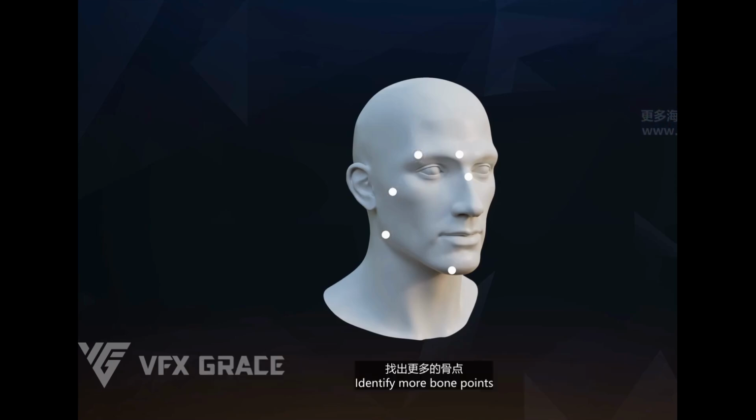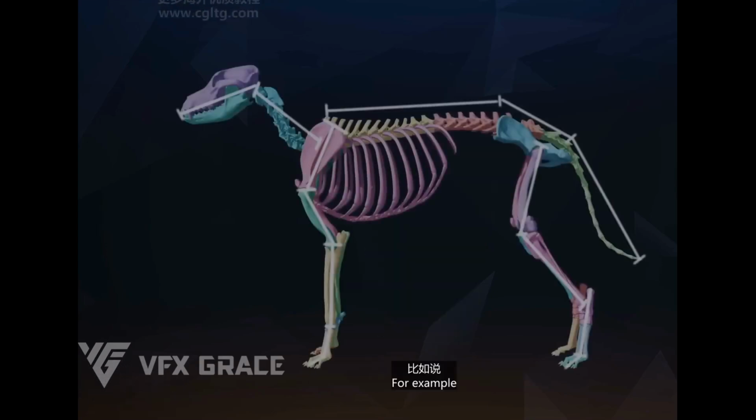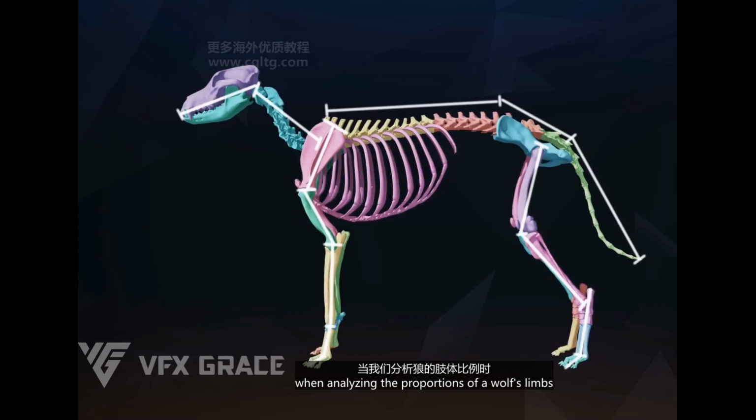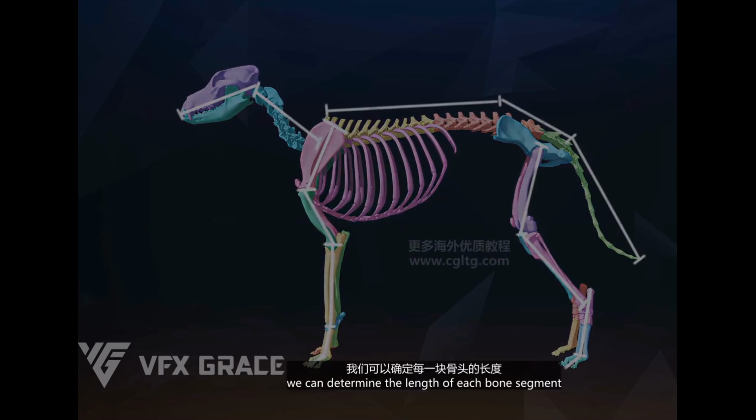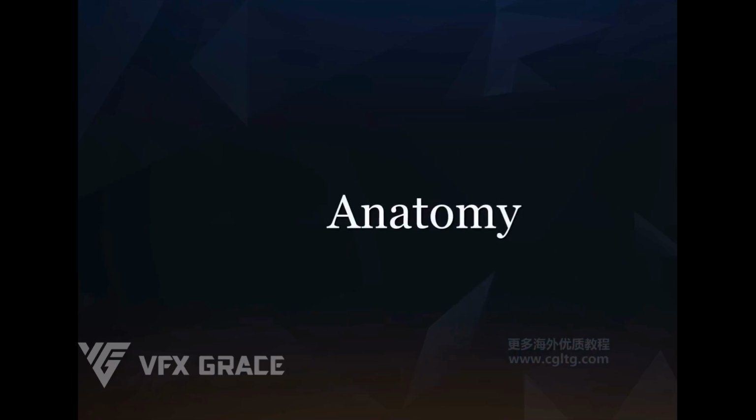Identify more bone points, which can help us construct the basic shape of the face. From these points, we can then create a more accurate facial structure. Bone points have many practical applications. They help us determine overall proportions. For example, when analyzing the proportions of a wolf's limbs, we base it on the positions of key bone points in the limbs. By understanding their relative positions, we can determine the length of each bone segment. Now, let's continue to our next topic, anatomy.